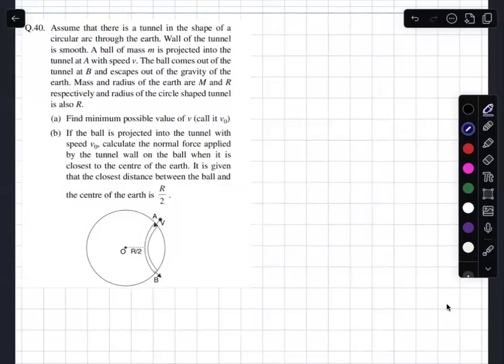A ball of mass m is projected into the tunnel at A with speed v. The ball comes out of the tunnel at B and escapes out of the gravity of the earth.